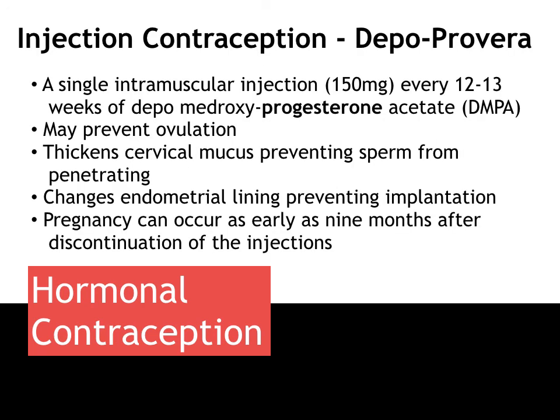For injection hormonal contraception, there's something called Depo-Provera. So this is a single IM injection of DMPA that's done every 12 to 13 weeks. This may prevent ovulation, but as a progesterone, we do know it thickens cervical mucus to prevent sperm from penetration, and changes the endometrial lining to prevent implantation. So those are similar mechanisms that we've already discussed for progesterone-based therapies. And after discontinuing the injections, based on the literature, pregnancy can occur as early as 9 months after discontinuation.